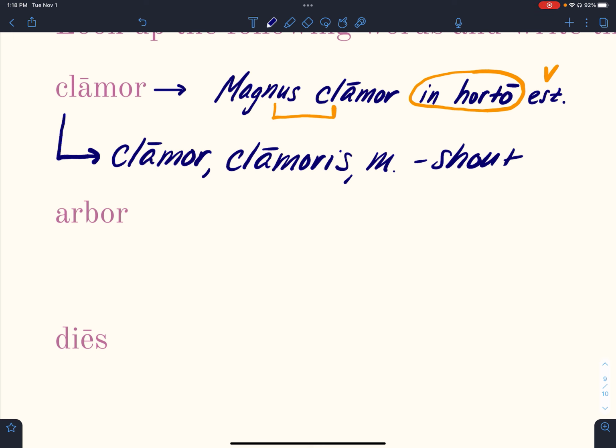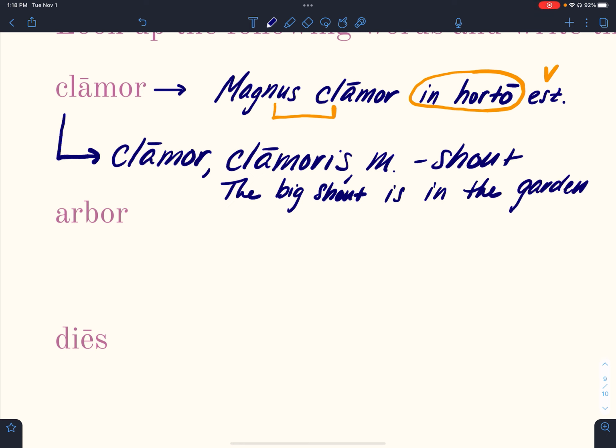Is it translated? Oh, sure. Is it the big shout is in the garden? Yeah, the big shout is in the garden. So I'll write the translation underneath. The big shout, the great shout. Wait, how does that make sense? The big shout in the garden? I mean, in Latin it makes sense. In English it sounds kind of weird. Okay. The big shout. It's better than the big sad.